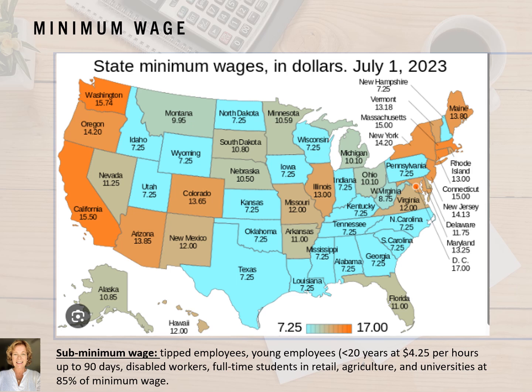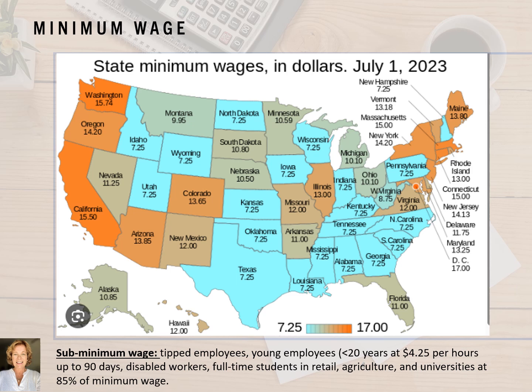Young employees who are less than 20 years old can be paid $4.25 per hour up to 90 days. Disabled workers can be paid less than the federal minimum wage as long as an employer obtains a certificate. And another category are full-time students who are employed at retail stores, in agriculture, or at colleges and universities. These students can be paid 85% of the federal minimum wage.